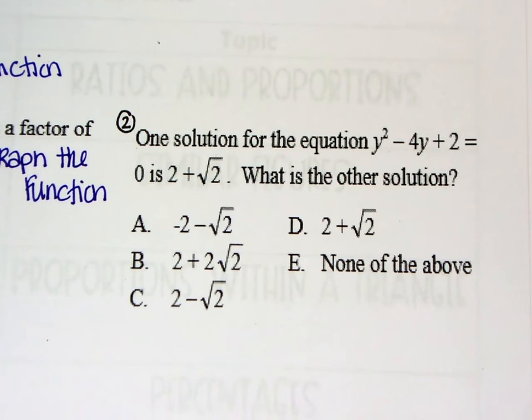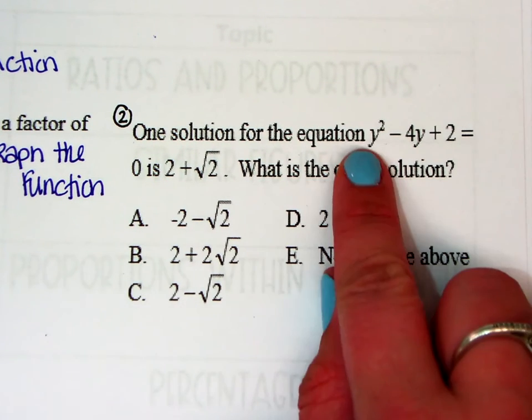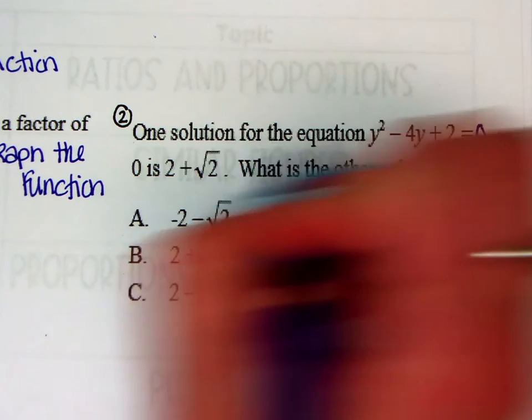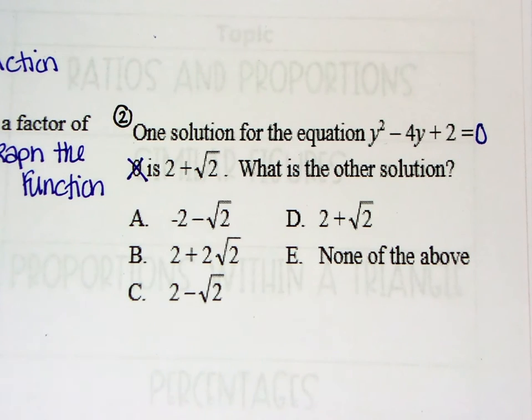Number 2, one of the solutions for y^2 - 4y + 2 equals 0. They purposely put the 0 on the second line, so I'm going to put a 0 right here and just cross that out. They purposely did it like that to confuse you. It says one of the solutions is 2 plus the square root of 2. What is the other solution?